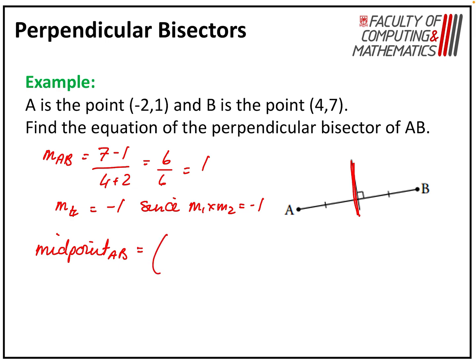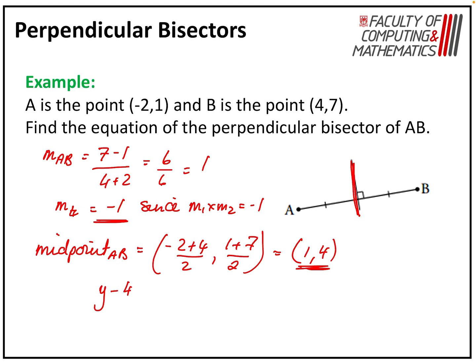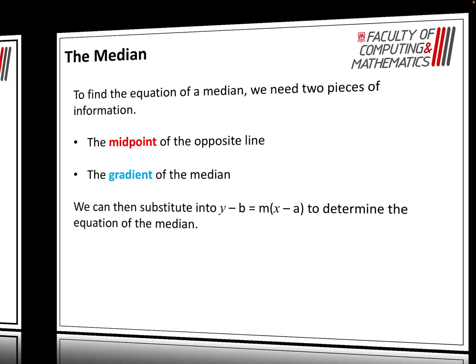Okay, so I would have minus 2 plus 4 over 2, and 1 plus 7 over 2. So I would have 1, 4. I'm then going to use this point and this gradient, and I'm going to substitute it into y minus b is equal to m bracket x minus a. Okay, so multiply out the bracket and tidy it up. And that's you finished.